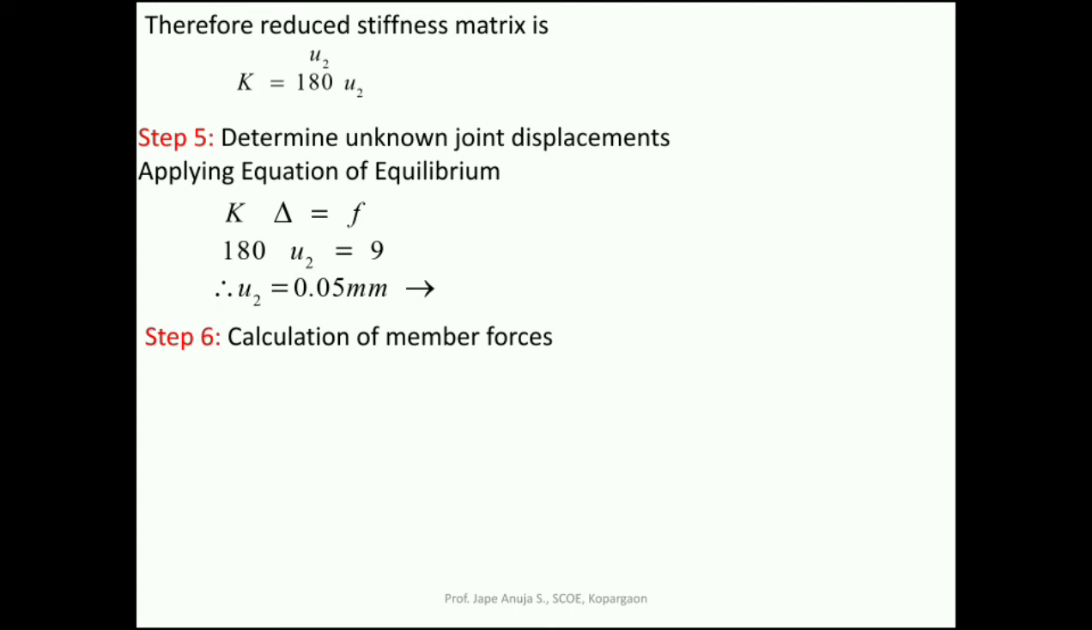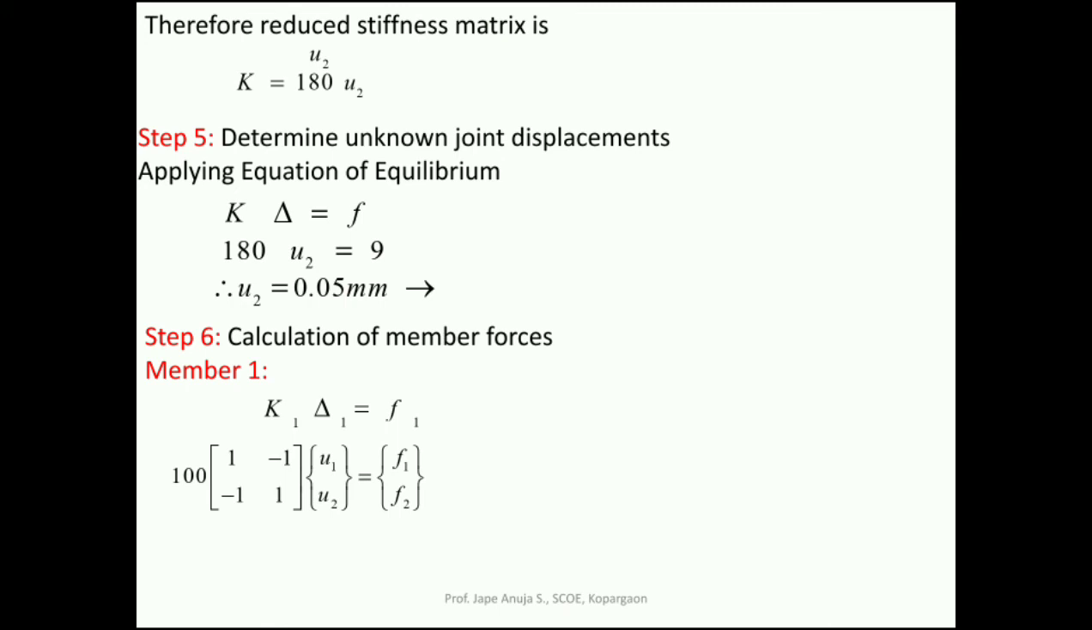Now the next step, it is also asked to calculate the member forces. So next step, step number 6, calculation of member forces. To calculate this, you need to apply this equilibrium equation K delta equal to F for member 1 and for member 2 separately. So let us apply for member 1. K delta equal to F. For all the letters there will be a suffix 1. So K1 into delta 1 equal to F1, where K1 that we have calculated in step number 2, 100 into 1, minus 1, minus 1, 1.